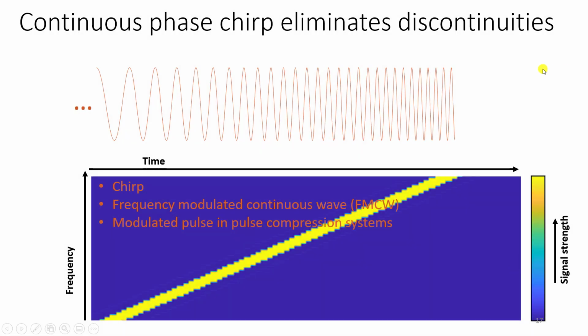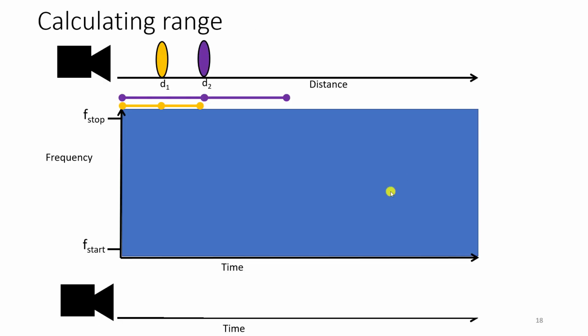When we take our chirp waveform with the smoothly varying frequency, we no longer have the discontinuities that we had before when we joined together the discrete sine waves. So let's see how to use the waveform to be able to calculate range.